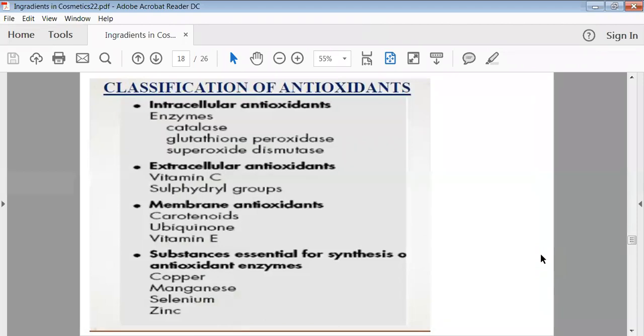Then various kinds of antioxidants we have mentioned earlier. These antioxidants can be categorized as intracellular antioxidants, examples are enzymes like catalase. Then extracellular antioxidants are there, like vitamin C and sulfhydryl groups. Then membrane antioxidants are there, like carotenoids, ubiquinone, and vitamin E. Then some substances are essential for the synthesis of antioxidant enzymes, so they are copper, manganese, selenium, and zinc.